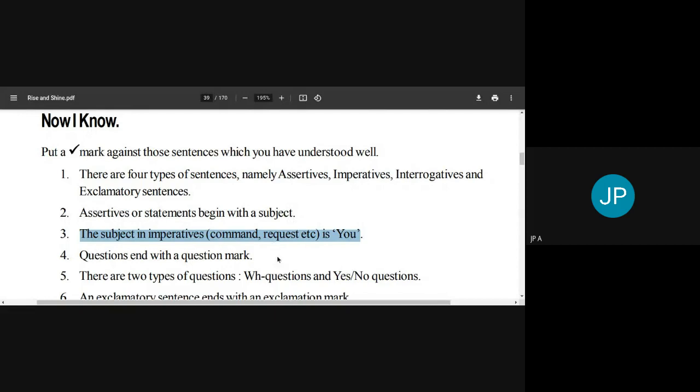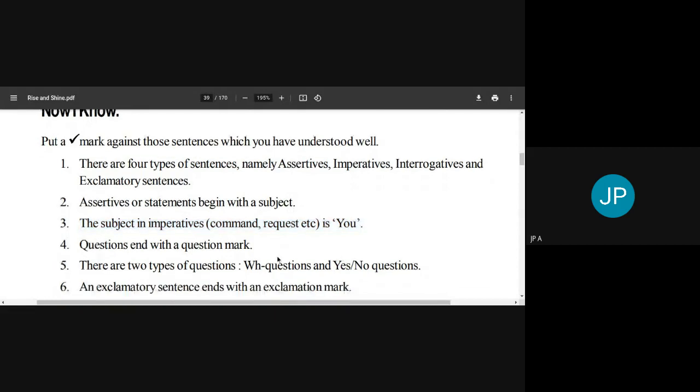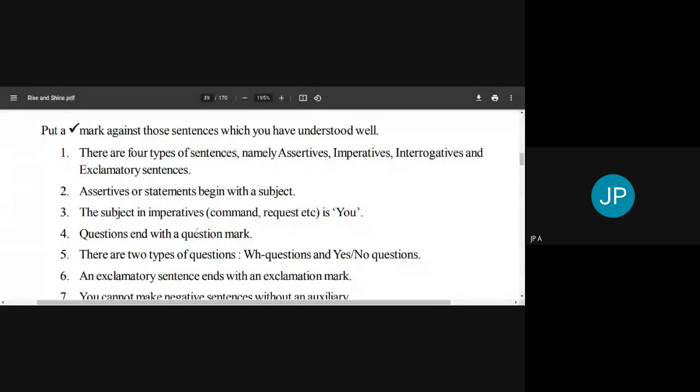So these are the things which we have learned today. Questions end with a question mark. All questions will end with a question mark. And we have also learned that there are two kinds of questions, WH questions and yes or no questions. What are WH questions? WH questions are questions which begin with such question words. Who are you? What is your name? Where are you going? Which is your native place?